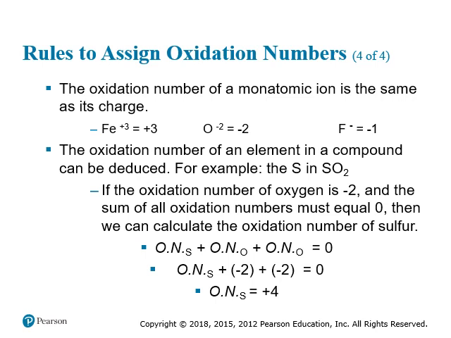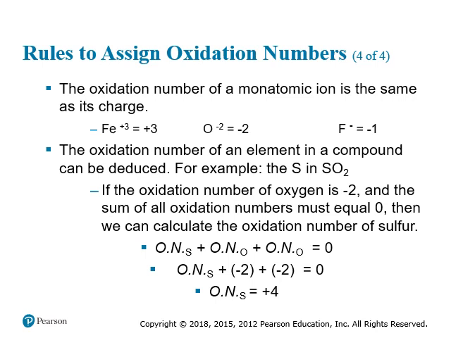The oxidation number of an element in a compound can similarly be deduced in the same way that we saw for a polyatomic ion. So if we're looking at the sulfur in sulfur dioxide, we don't know the oxidation number for sulfur because there's no rule regarding sulfur.